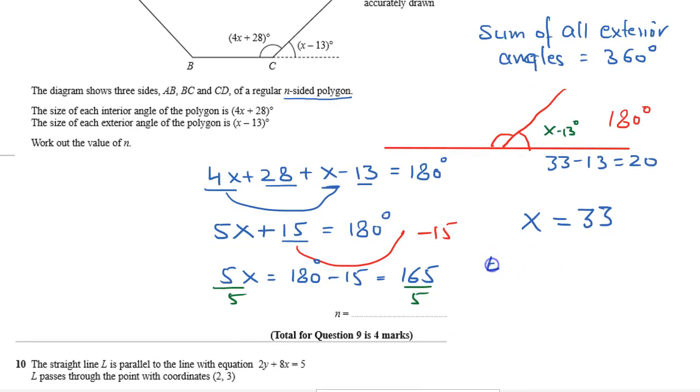So the exterior angle is equal to 20 degrees. So the number of sides will be, as I told you, 360 divided by 20. So n is 18. So that is the answer of this part.